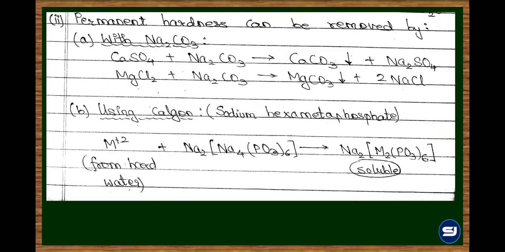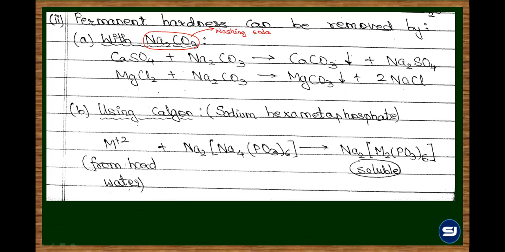And permanent hardness can be removed only by chemical methods, and there are three methods in this. First is with Na2CO3, which commercially is also called washing soda. Baking is bicarbonate. This is washing soda. Sodium carbonate is washing soda.